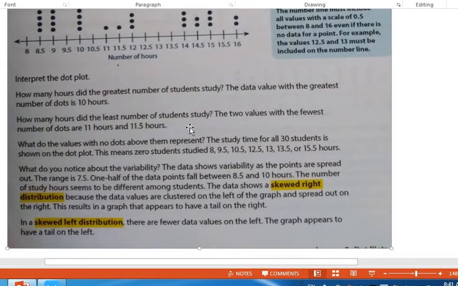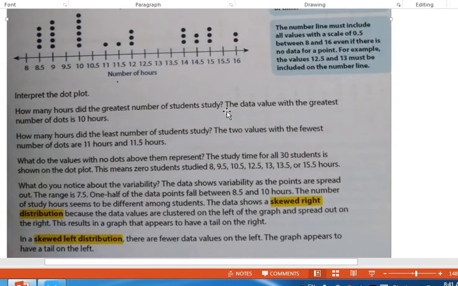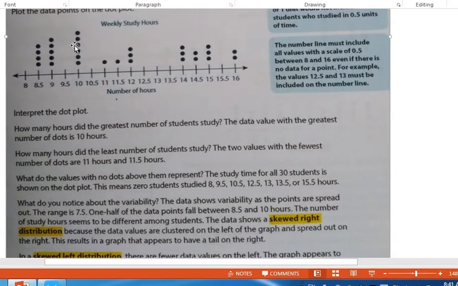Okay, interpret the dot plot. How many hours did the greatest number of students study? The data value with the greatest number of dots here is 10, because there are 6 students here. How many hours did the least number of students study? Here you will find that for 11 and 11.5, about 1 student studied here and 1 student here. So the two values with the fewest number of dots are 11 and 11.5.